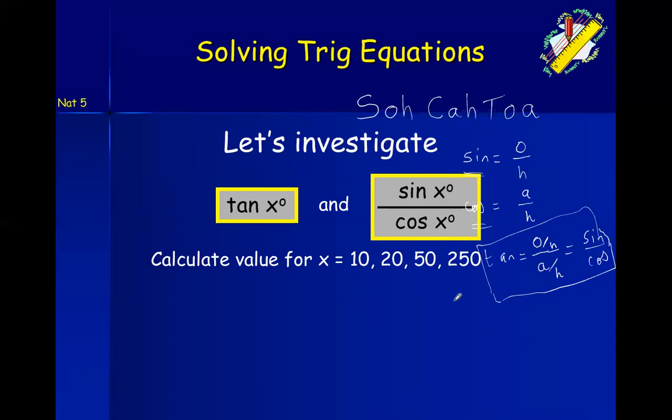So I know that sine 45 is 1/√2, and I know that cos 45 is 1/√2. What's a number divided by the same number? Anything divided by the same thing equals 1. That's it. So tan 45 should be equal to 1.